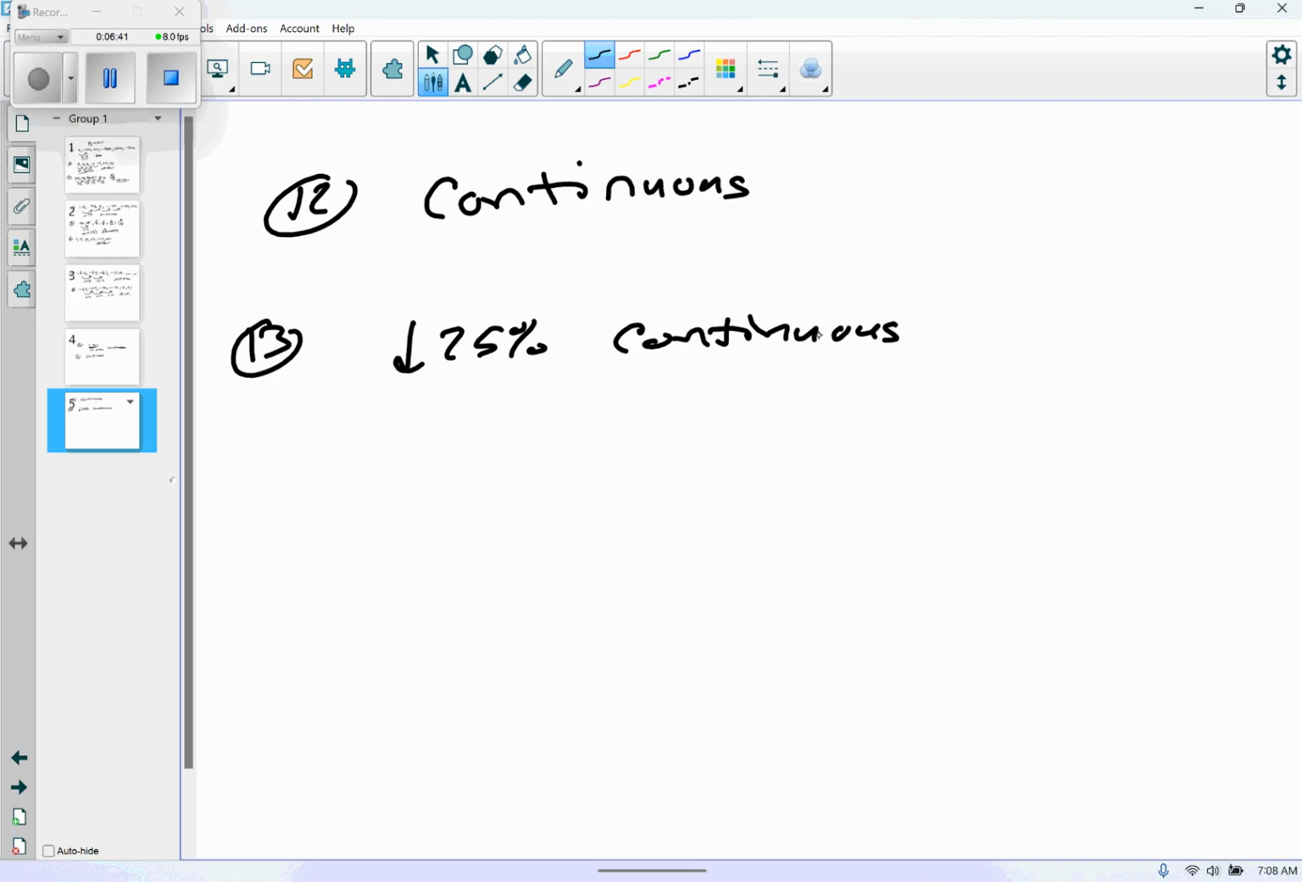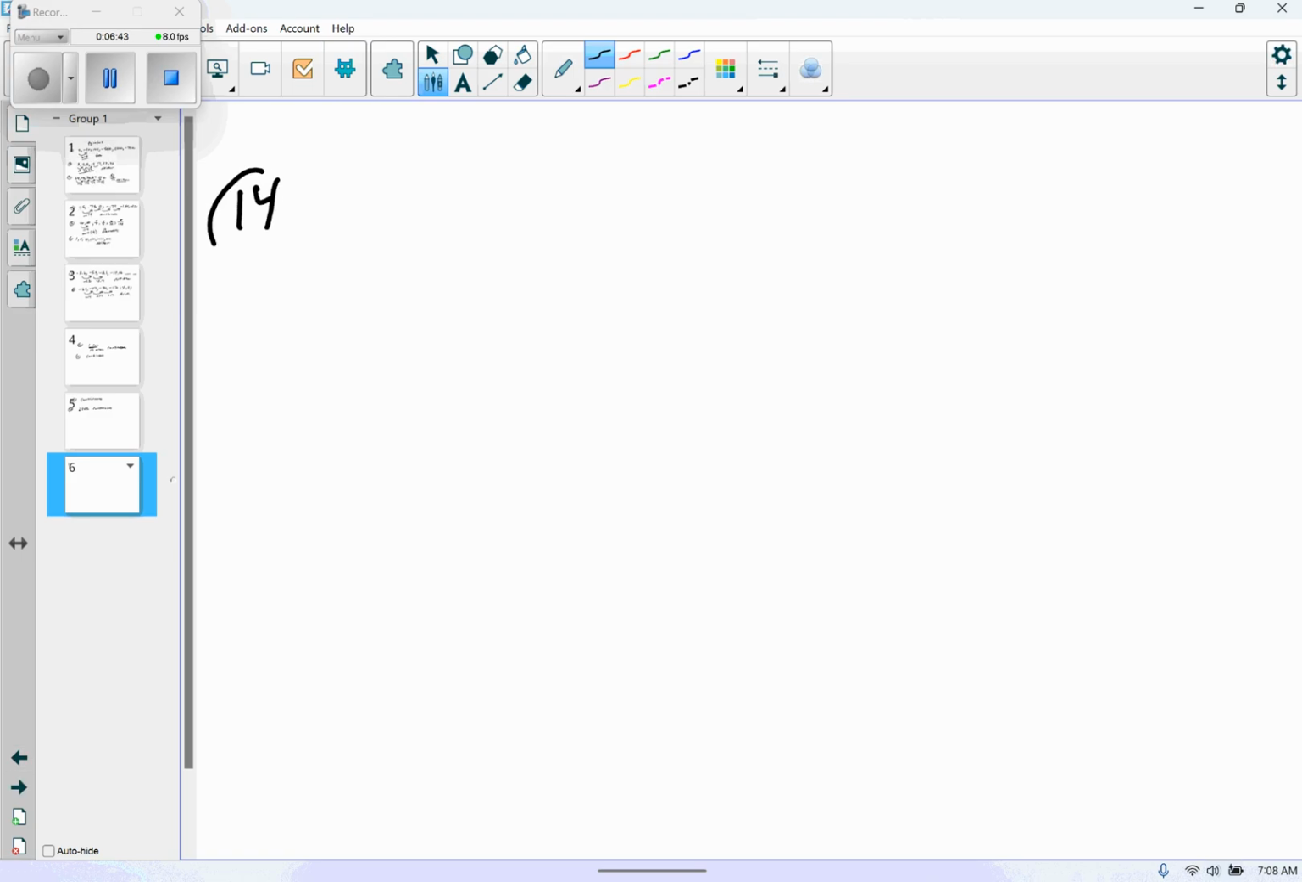And then number 14, it looks like they want us to graph it. It says create a graph in the statement X, Y. Be sure to graph correctly. So it says approximately 3.24 billion gallons flow over Niagara Falls daily.